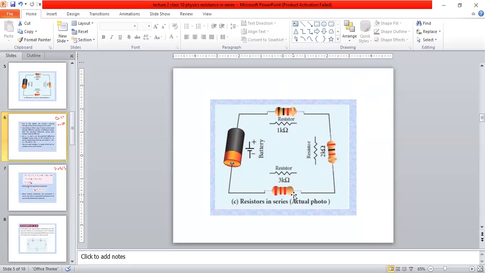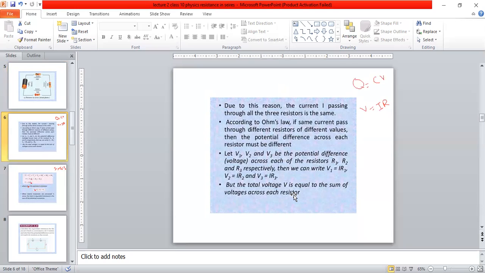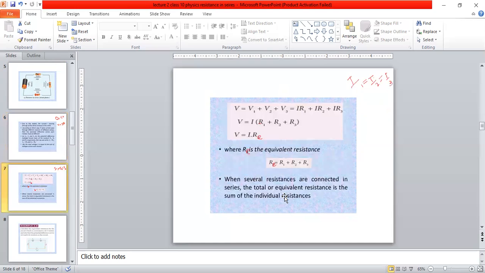Similarly, across each resistance a potential difference is created, and the voltages must be different. Let V1, V2, and V3 be the potential difference across each resistance. By applying Ohm's law, voltage V1 is equal to I R1, since the current is the same and only R1 is different. V2 is equal to I R2 and V3 is I R3, but the total voltage is equal to the sum of the voltages across each resistor. Like this, you can add the different amounts of voltage.